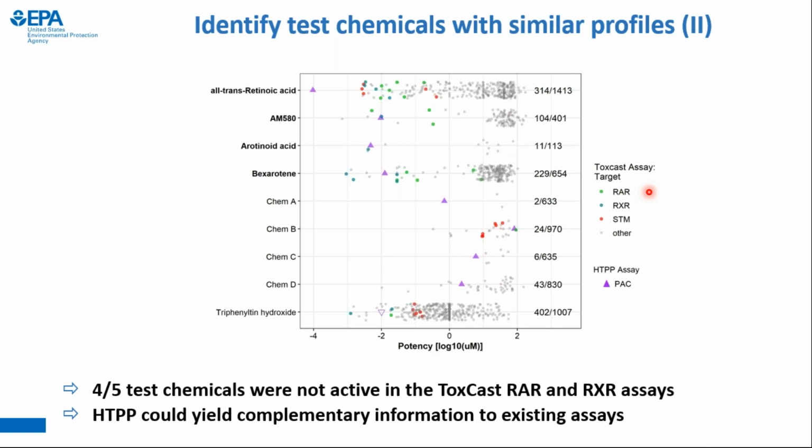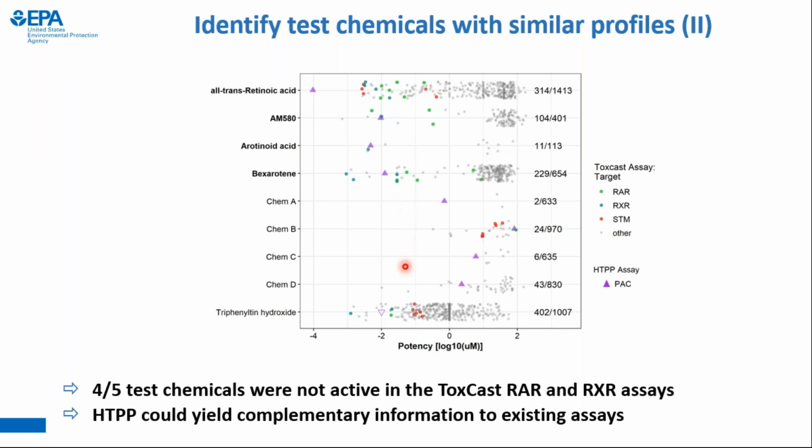The assays that target the retinoic acid receptors and the RXR pathway are highlighted, as well as, in red, an assay that is based on a stem cell model that is sensitive to retinoic acid pathway disturbance. And in purple, I highlighted the potency that we found in HTPP. You can see that the known retinoids are active in one or another of these targeted ToxCast assays. And as I've seen before, our HTPP potency lines up quite well with that.